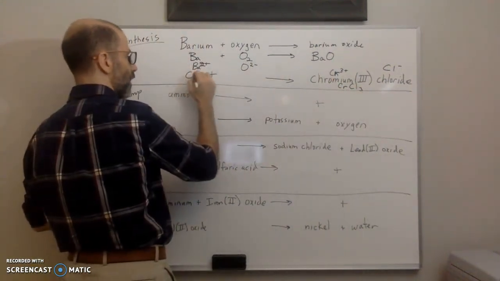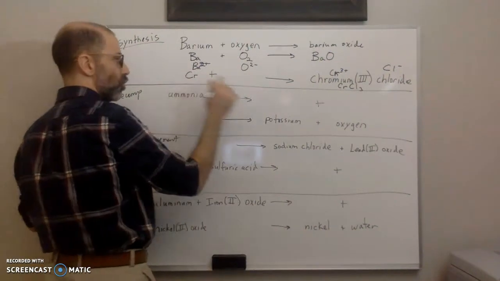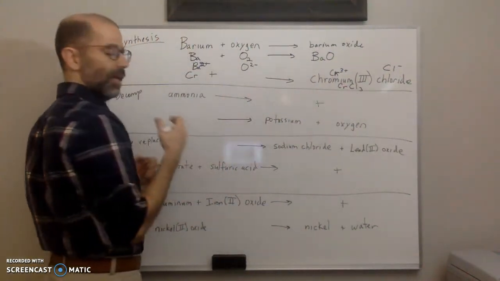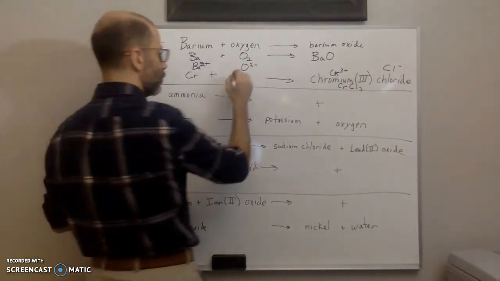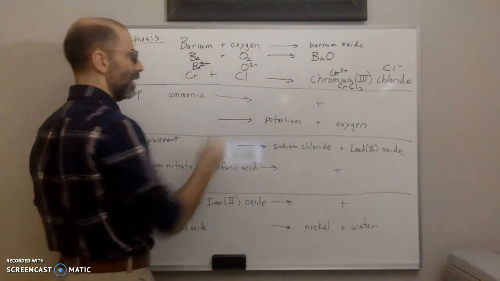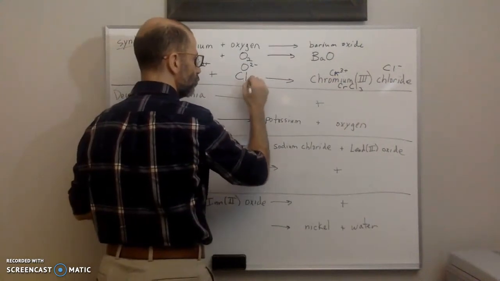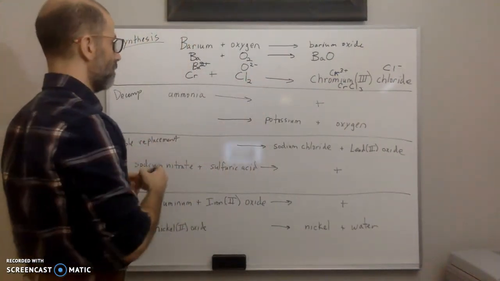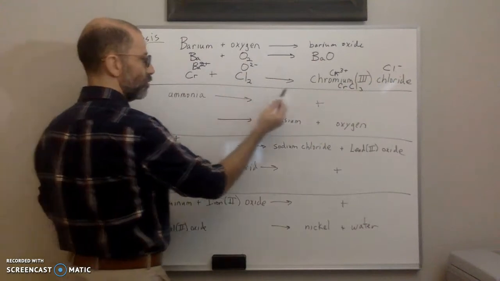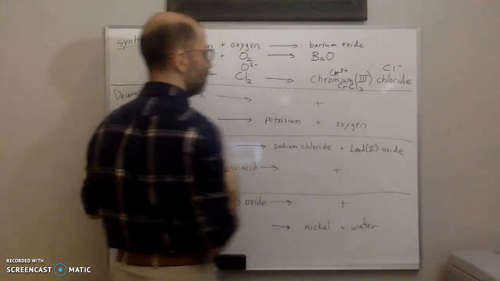So this is my product that came from a synthesis of my elements. One element is chromium, the other one is chlorine. Chlorine is a diatomic molecule. It is not Cl. It is not Cl3. It is Cl2. Okay, so chromium plus Cl2 gives CrCl3.